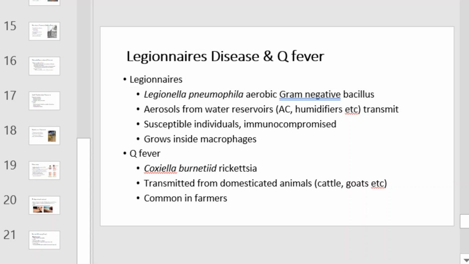Legionnaires' disease or Q fever. Legionnaires' disease is caused by Legionella pneumophila, which is an aerobic gram-negative bacillus. It's transmitted in aerosols from water reservoirs. Susceptible individuals are often those who are immunocompromised, and it can grow inside of our macrophages. Q fever is caused by Coxiella and transmitted from domesticated animals such as cattle and goats, and is common in farmers.